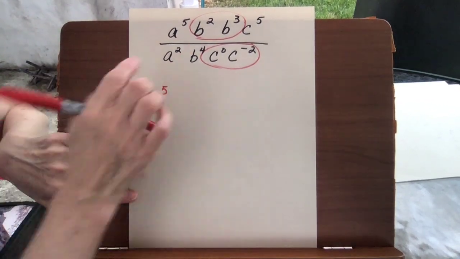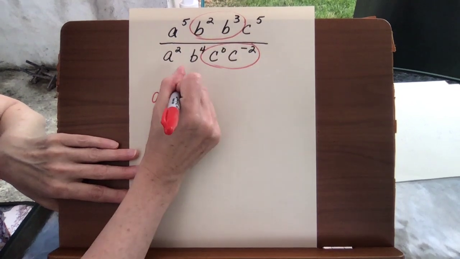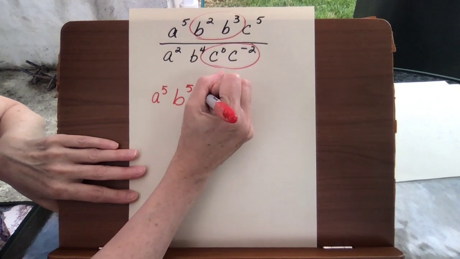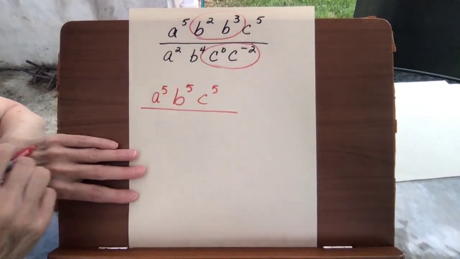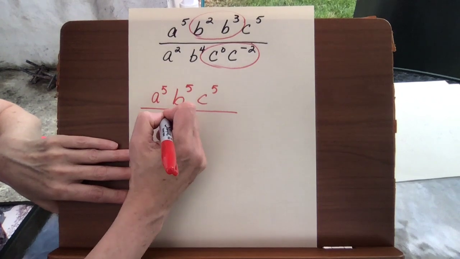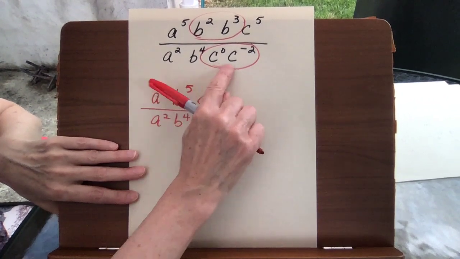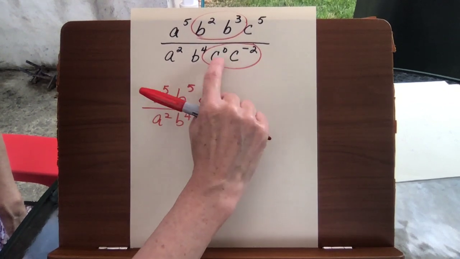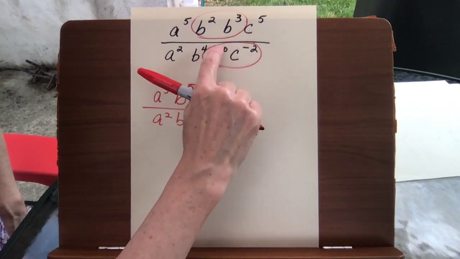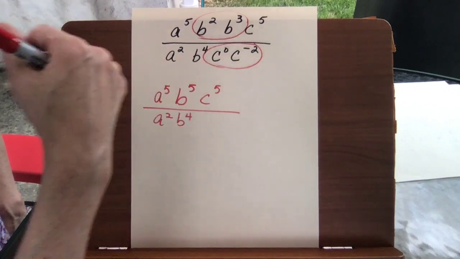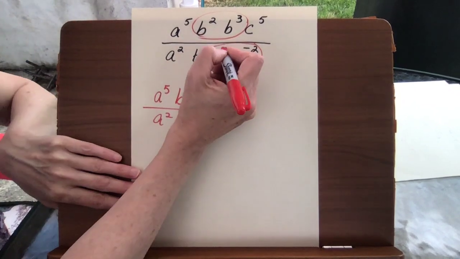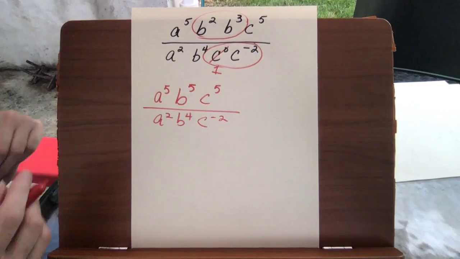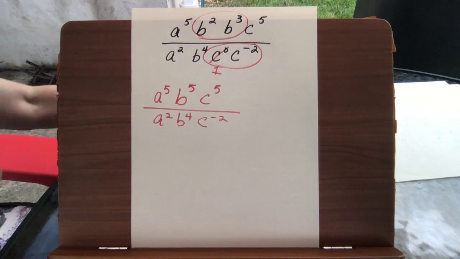A to the 5th. B squared times b cubed is b to the 5th. Keep your base, add your exponents. So 2 plus 3 is 5. And c to the 5th. In our denominator, we have a squared, b to the 4th, and then c to the 0 times c to the negative 2nd power. Keep your base, add your exponents. 0 plus negative 2 is negative 2. Another way you could look at this is that c to the 0 is just 1, so that just leaves you c to the negative 2 anyway. So you have a couple ways to look at some of these.